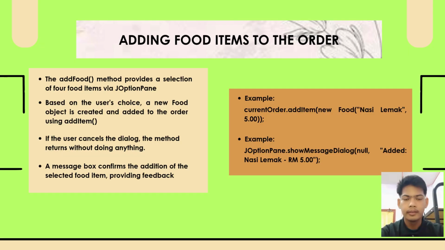the interface. The method addFood shows a menu with 4 food choices using a JOptionPane. When the user picks one item, a new Food object is created and added to the order with method addItem. A message box then confirms that the item was added. If the user cancels, the method just exits and nothing happens.